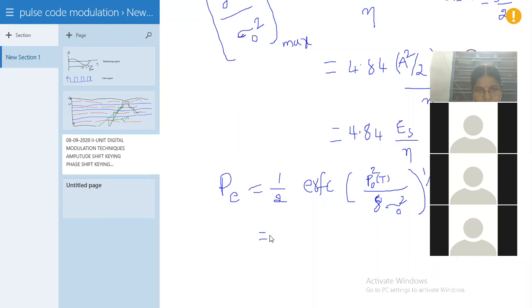So here, 1 by 2 ERFC, complementary error coefficient function, 0.6 into ES by eta, whole to the power of 1 by 2. So this is the probability of error for this FSK signal.